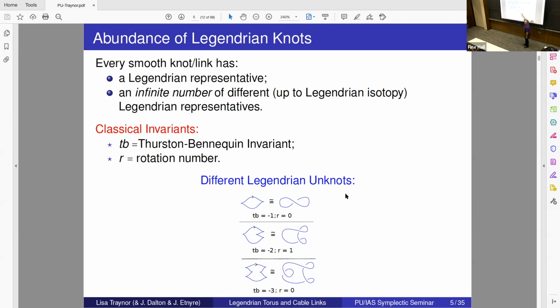For every crossing there's an orientation, and you can figure out the sign of the crossing. The R is like a rotation number in these projections. So even for an unknot, there's an infinite number. So it sounds sort of hopeless.